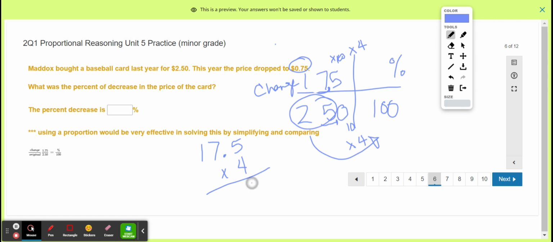So 4 times 5 is 20. 4 times 7 is 28, plus 2 is 30. And 4 times 1 is 4, plus 3 is 7. You move your decimal over one decimal place value, and there's your answer.